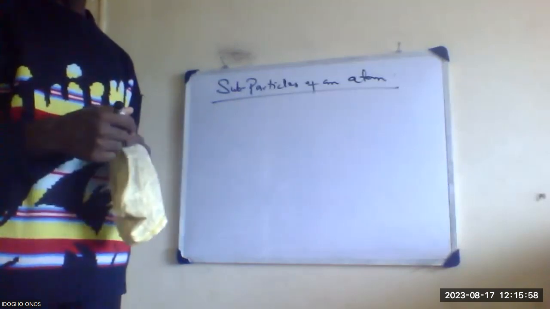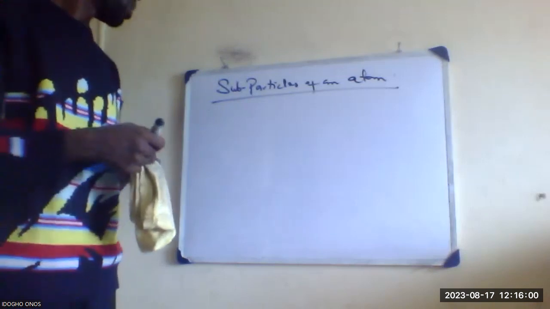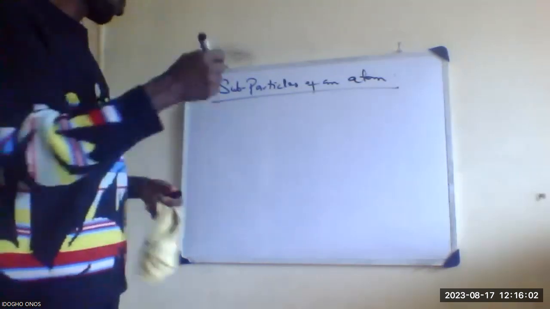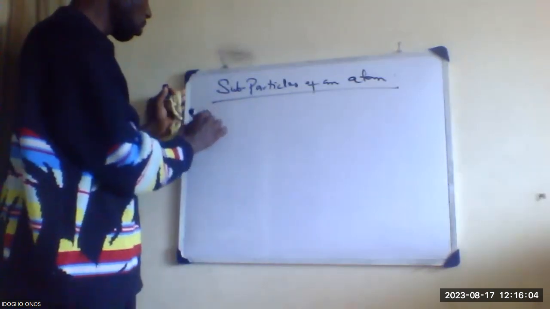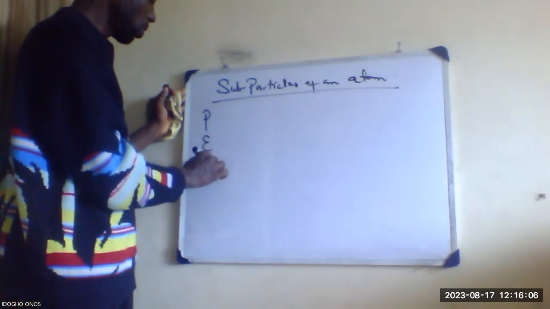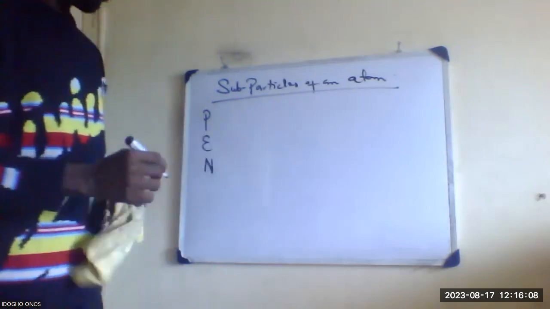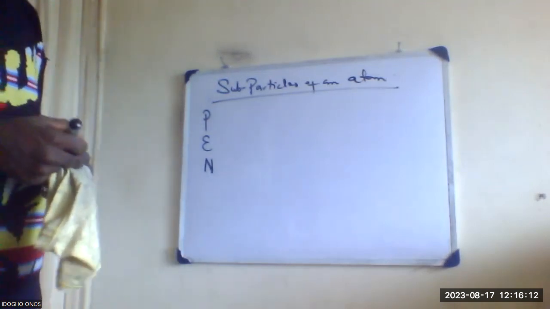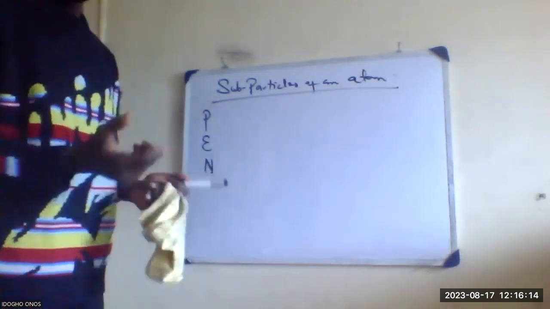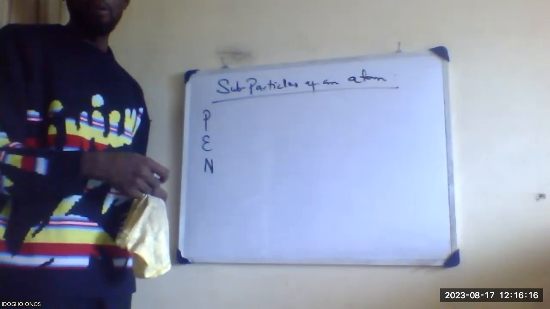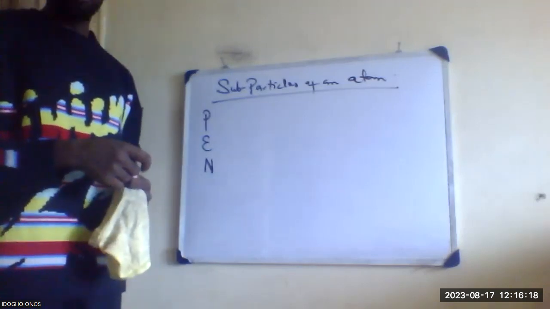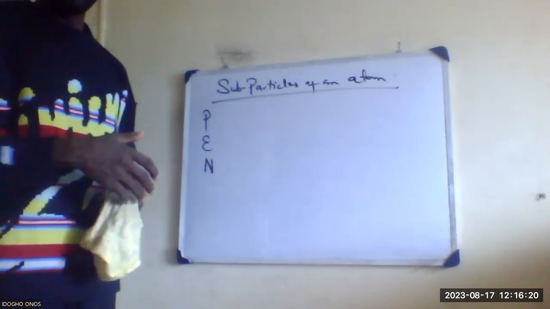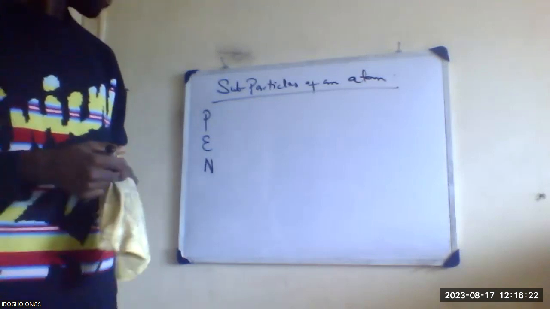Are you with me? Yes. So there are three subparticles of an atom. You can use this to remember it when teaching your students. So what is that? Pen. Good. Proton, electron, and neutron. Perfect. So those are the three subparticles of an atom: protons, electrons, and neutrons.